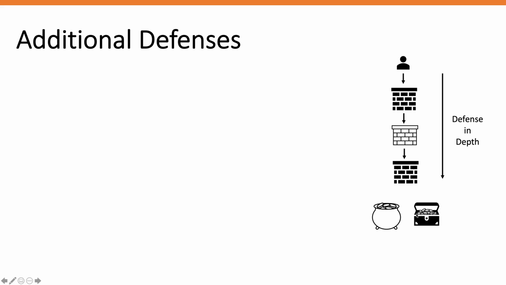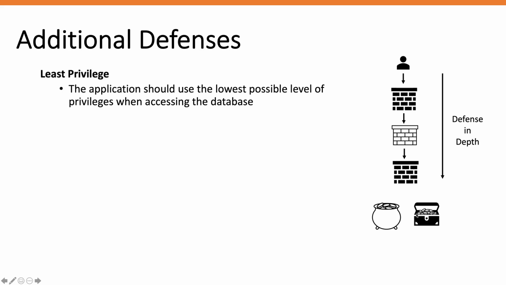And so in the same sense, although you use parameterized queries, just in case you by chance forgot to include it on one parameter in one page, you want to have defenses in place so that if a SQL injection vulnerability was exploited, the attacker gets another obstacle in their way before they could achieve their goal. And so one is least privilege. So the application should use the lowest possible privileges when accessing the database.